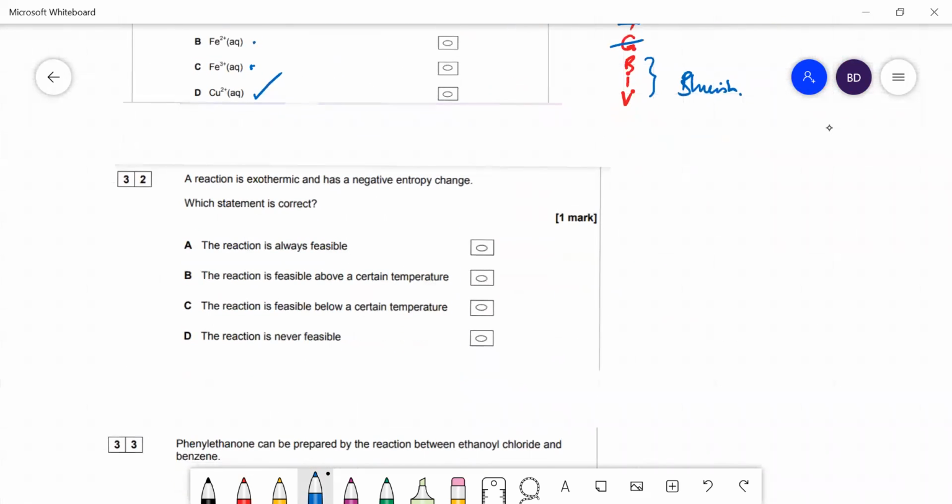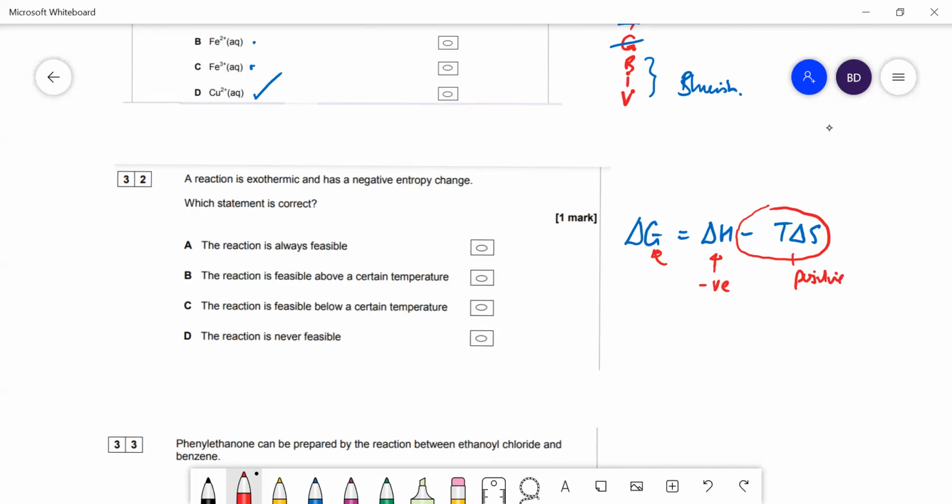Question 32. A reaction is exothermic and has a negative entropy change. Which statement is correct? So let's do this. Delta G is equal to delta H minus T delta S. Now, delta H, it tells us it's exothermic, so that is negative. And that tends to make delta G negative. But because entropy is negative, this whole thing is positive.